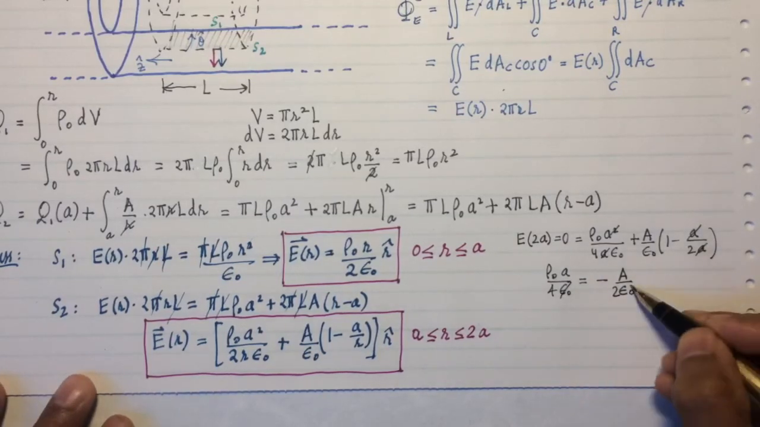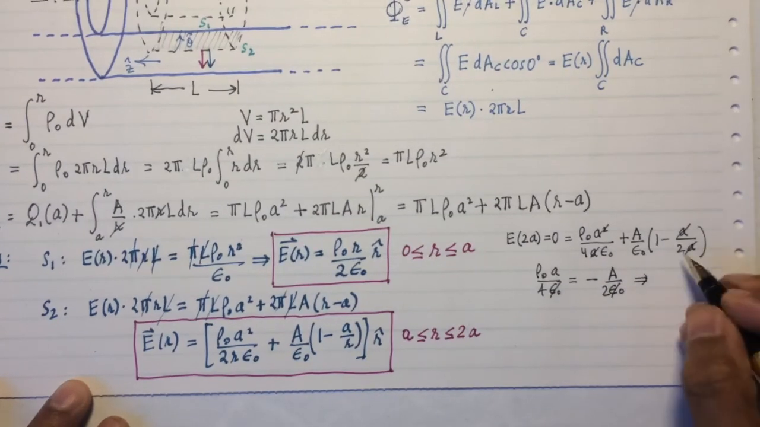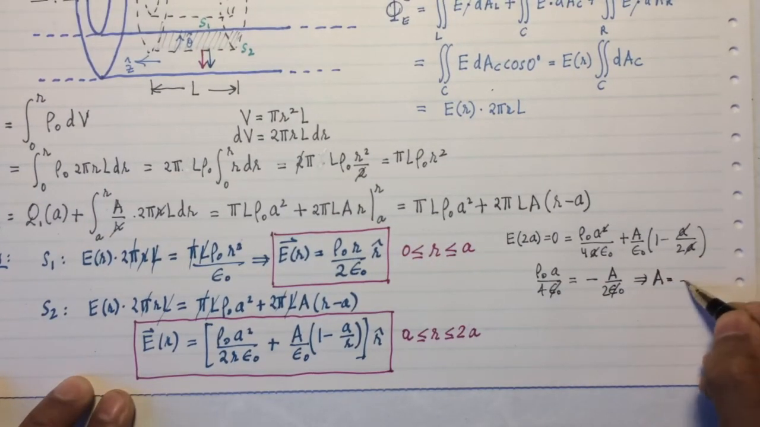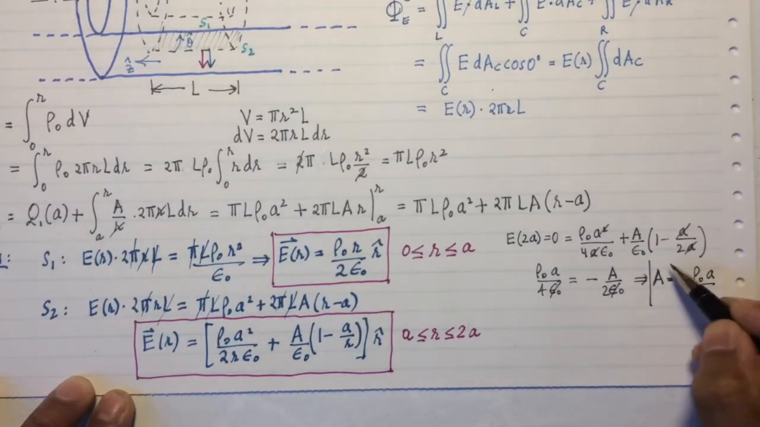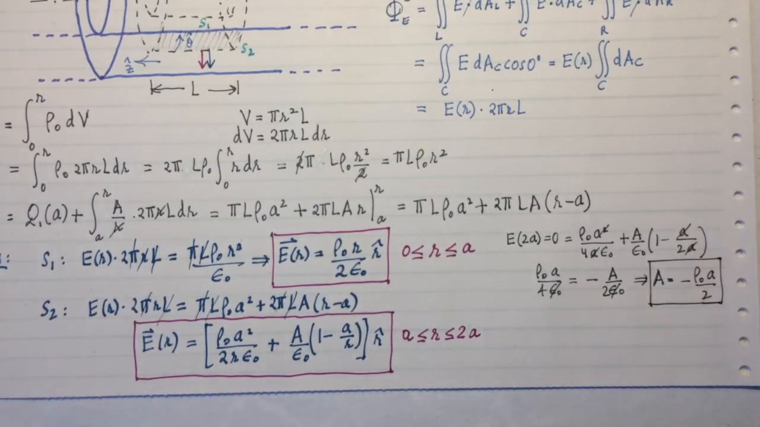So the ε₀'s can now be cancelled, and I get that the answer is that a equals negative, because that's what I want to find. I want to find out what a is. So a equals negative ρ₀a divided by 2. That's a condition for the electric field to be zero outside the cable and not attract wildlife.